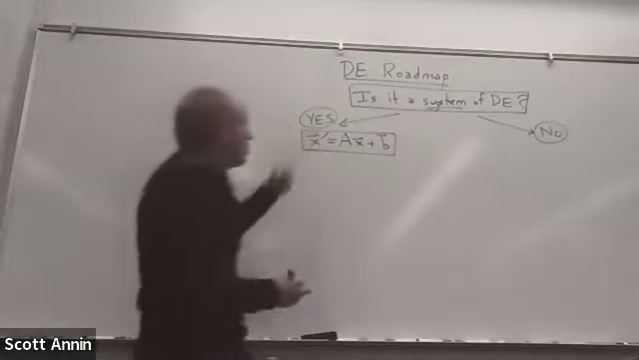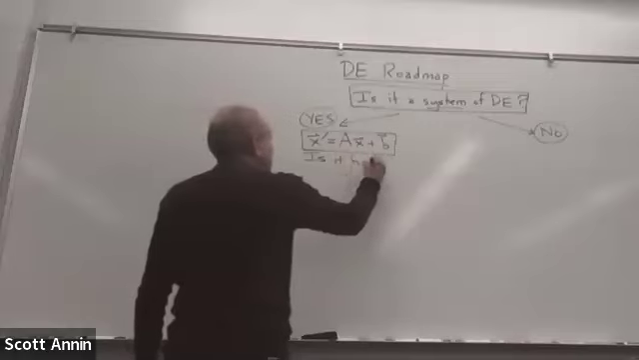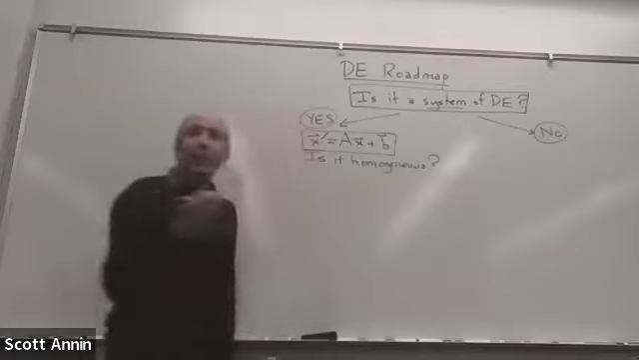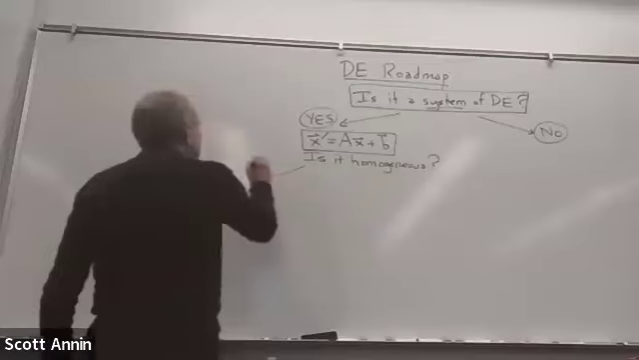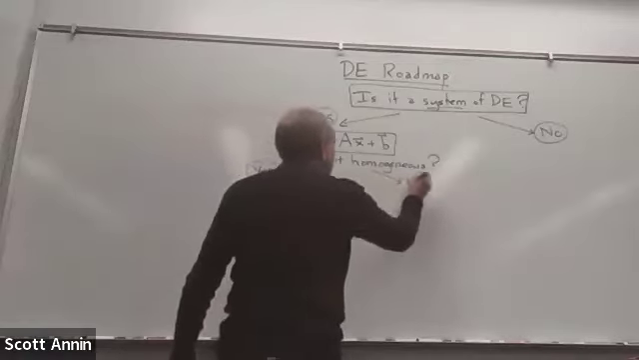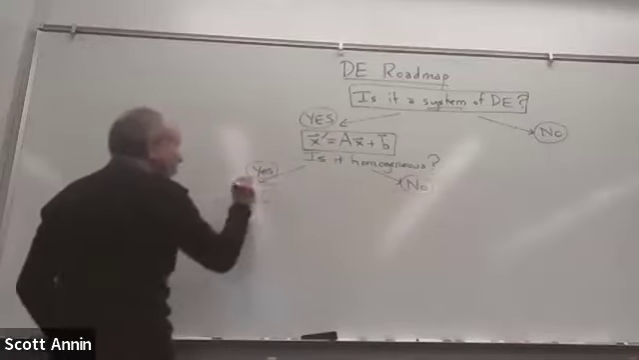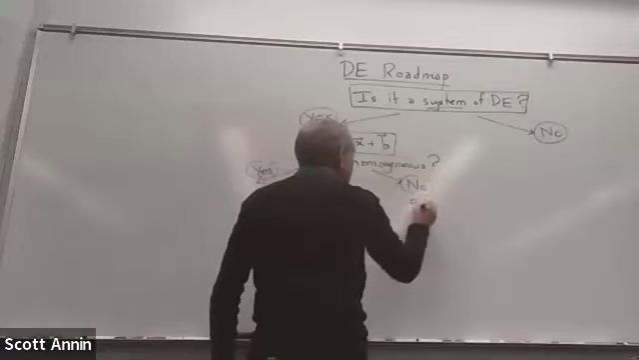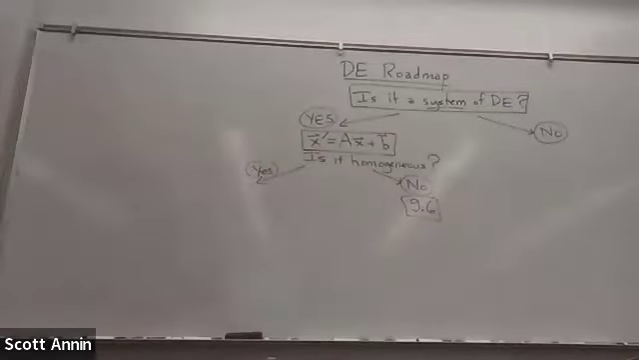And then some of the questions we could ask now would be, is it homogeneous? Homogeneous meaning, is the B part zero, right? So again, this could be either yes or no. If it's a no, if it's not homogeneous, then that's actually section 9.6. I'm just trying to place this material for you a little bit.